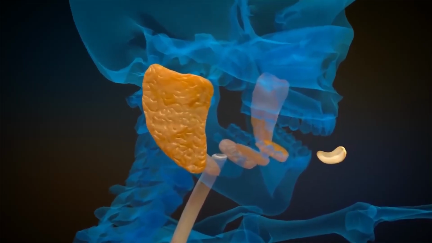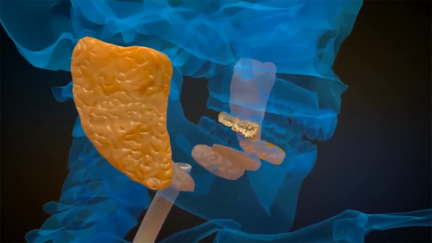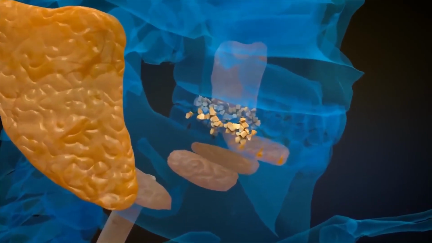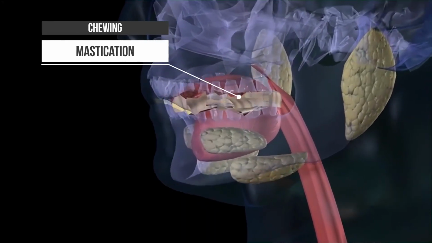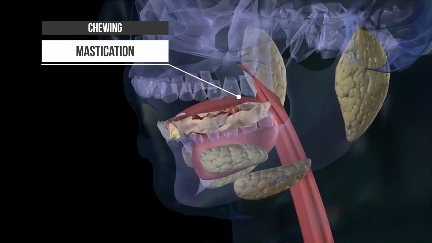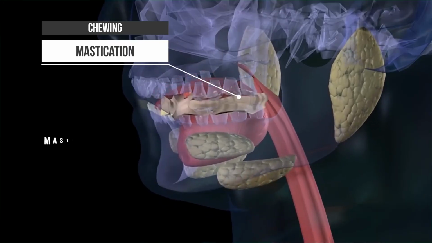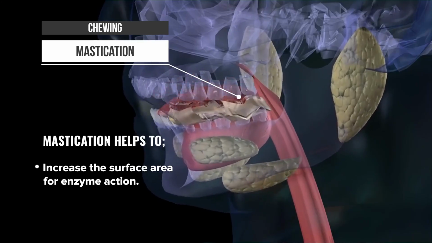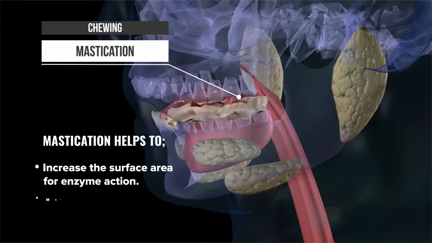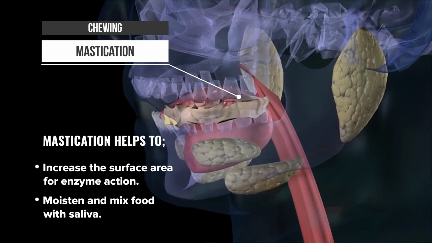First, food is physically broken down into smaller particles using teeth. This is commonly known as chewing, but we refer to this process as mastication. Mastication helps to increase the surface area for enzyme action and also moisten and mix food with saliva.